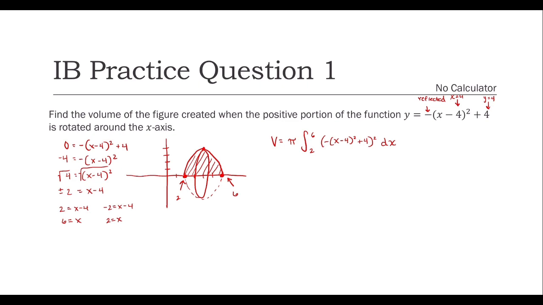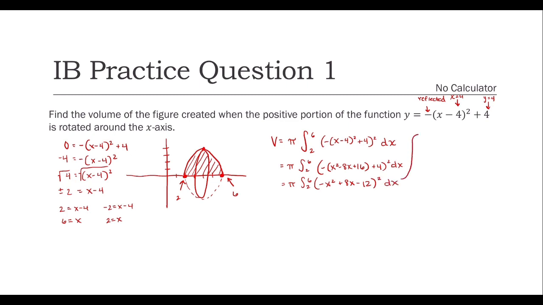So now we just work on simplifying this integral. So we'll have pi times the integral from 2 to 6 of negative (x squared minus 8x plus 16) plus 4, all squared, dx. Then we have pi times the integral from 2 to 6 of (negative x squared plus 8x, and then we have minus 16 plus 4, so it'll be minus 12) all squared dx.